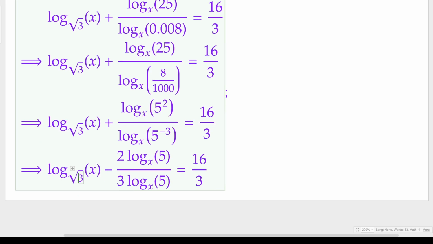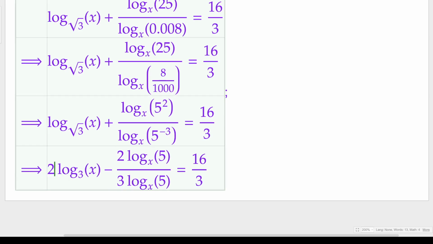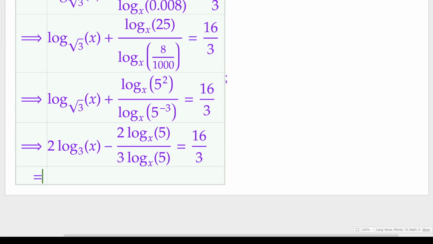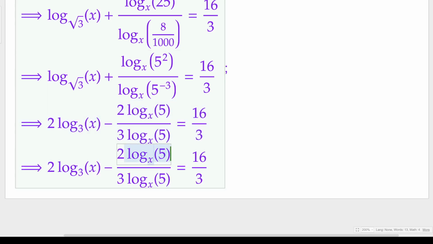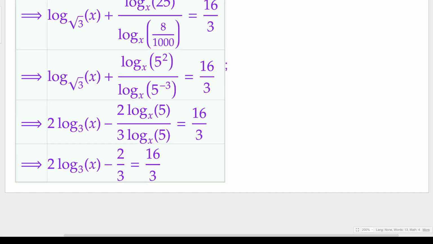Next, if you observe this square root of 3, this can be written with the power 1 by 2 on this 3. So when I resolve that particular base here, we can write 2 times log of x base 3. Now on proceeding further, it is clearly visible that this log x base 5 can be cancelled out. So finally, this equation, I'll put it here as it is, and I'll just cancel these terms, considering that these factors are defined.